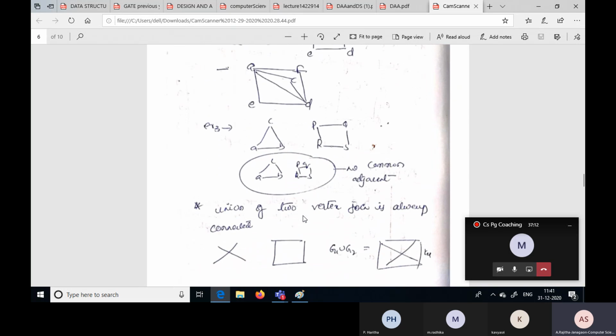Then next, this is another graph. Suppose A, C, B and P, Q, R, S. So there is no common adjacency like this. This is two components. This is one component in one graph, and this is the other component in the other graph.